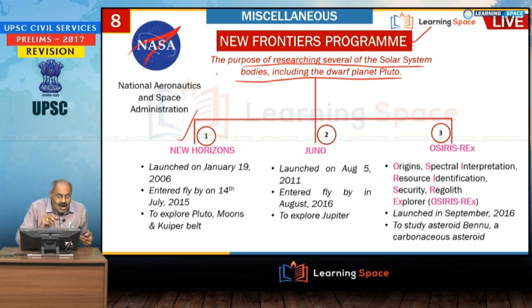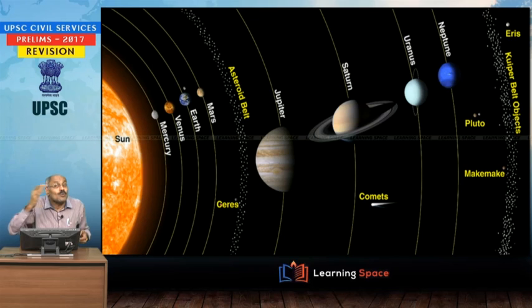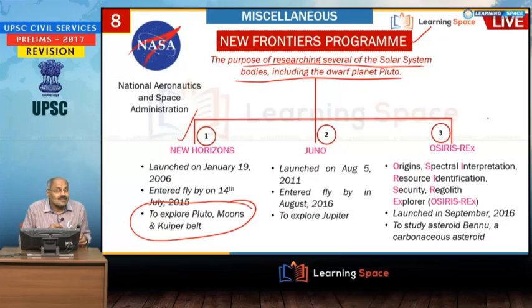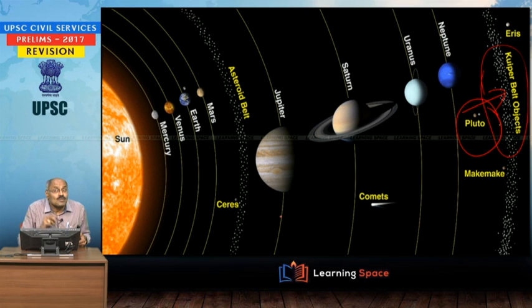One is New Horizons. New Horizons is to explore Pluto, moons and Kuiper belt. So, Pluto, then moons and Kuiper belt. So, this is the area. This is what the New Horizons program is meant for. Then Juno. Juno is the program to explore Jupiter. So, to explore Jupiter, Juno is there.